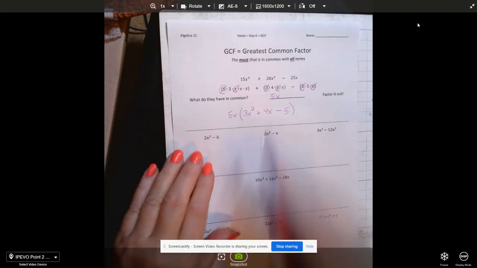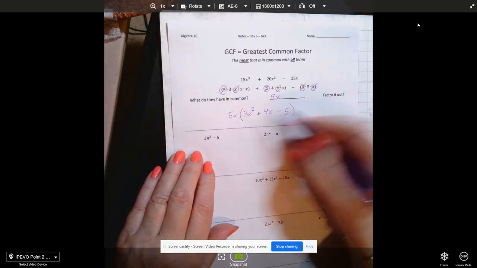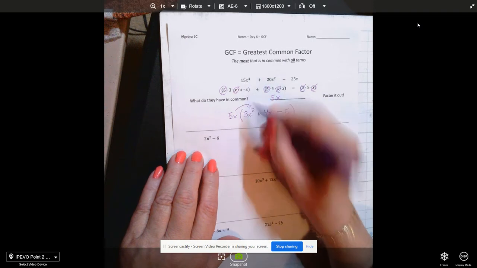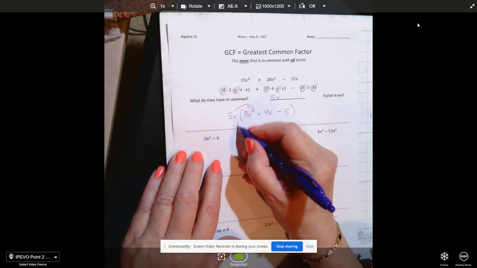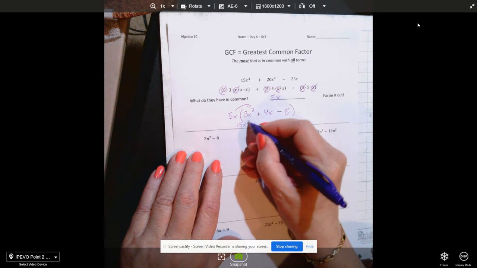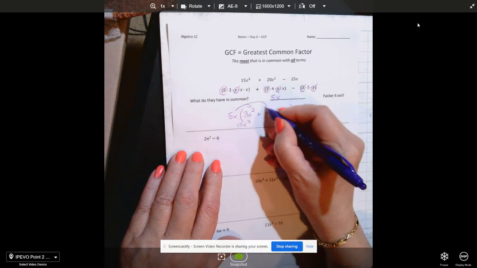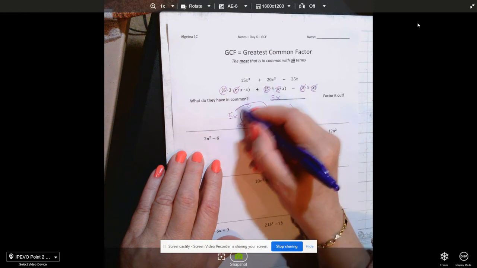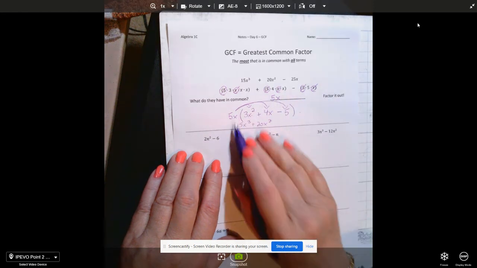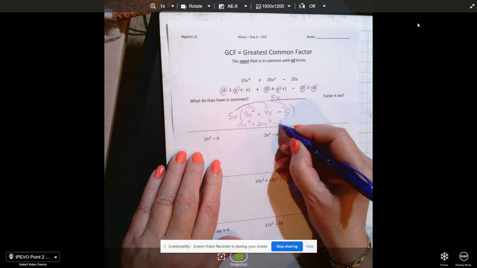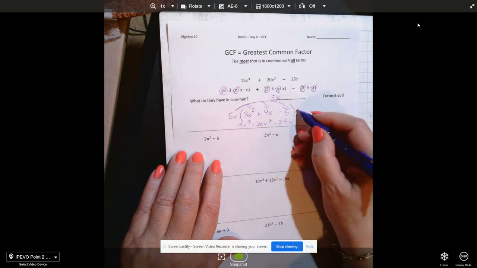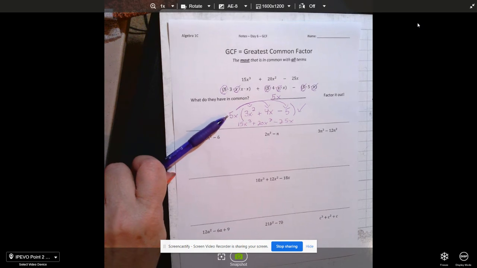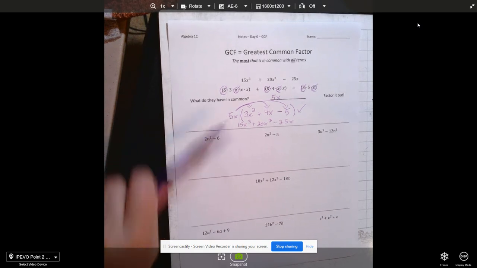Now you can always check your work. You can multiply this back out and see if you get back to this answer. So let's try that. If I multiply those two together, I get a 15x to the third. If I multiply those two together, I get a 20x squared. And if I multiply those two together, I'm going to get a minus 25x. So you can see that these are the same. This one just is more factored. It has the 5x factored out.